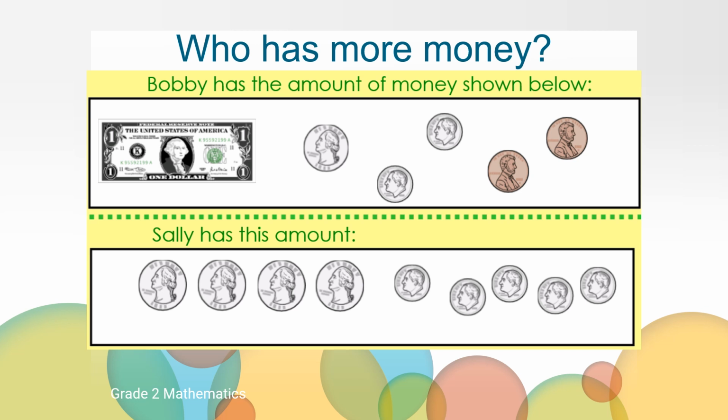At first, I thought maybe Bobby had more money because I saw a dollar bill. But then, when I concentrated and counted up the value of the money they both had, I knew Bobby has $1.47 and Sally has $1.50. $1.50 is more money than $1.47, so Sally has more money. Bobby's $1.47 is less than Sally's $1.50.